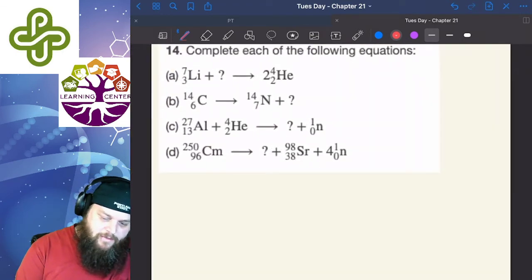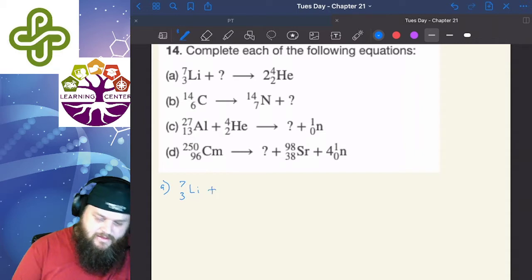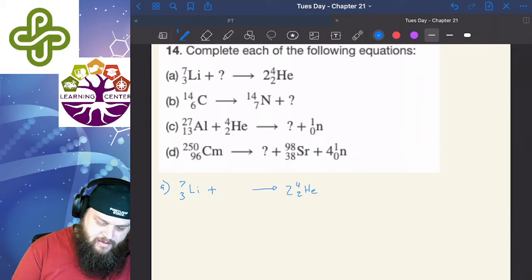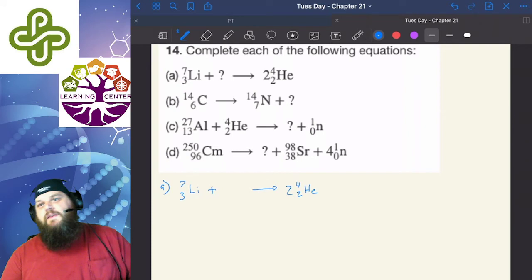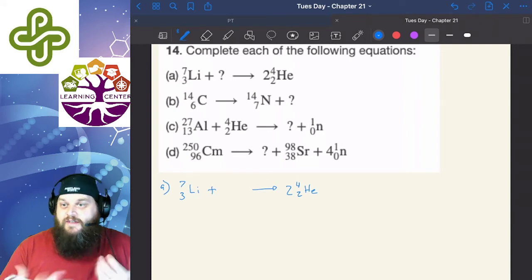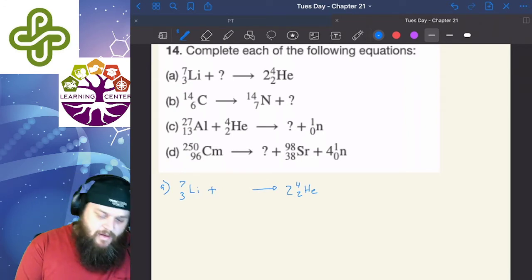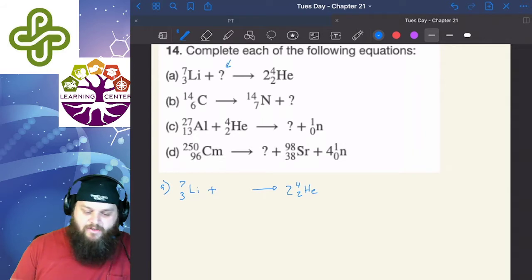Same idea here for part number 14. We'll run through this real quick. 7,3 lithium, so lithium 7, plus some mystery element is going to produce 2 helium atoms. So 2 alpha particles are produced by this decay. This capture, really, because it's capturing whatever this element is and creating 2 helium atoms.